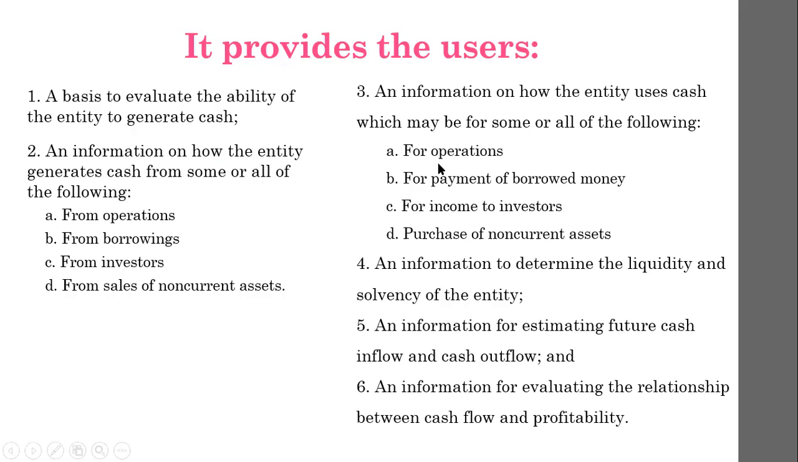Then next, information on how the entity uses cash for operations. Syempre, nag-generate tayo ng cash, na-mention na natin kanina, from operation, so service income and revenues. Dito naman for operations, yung different expenses na na-encounter natin sa business. Itong for operations and from operations, ito po ay ang pinag-uusapan dito yung income statement. Okay? So yan po yung relationship niyan. Sa income statement nyo po ito matatagpuan.